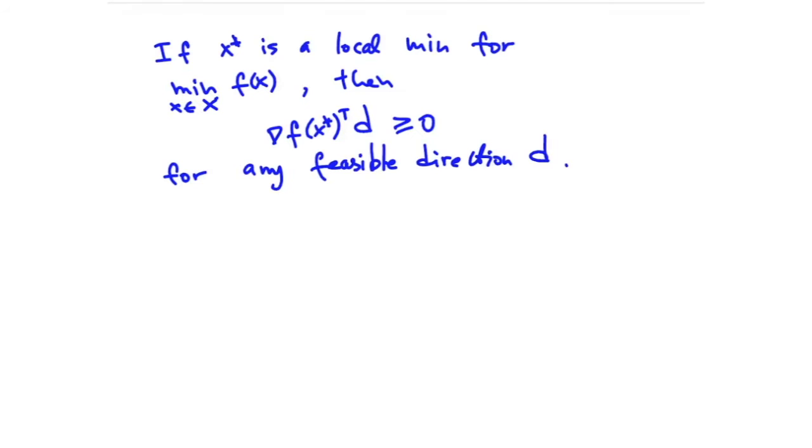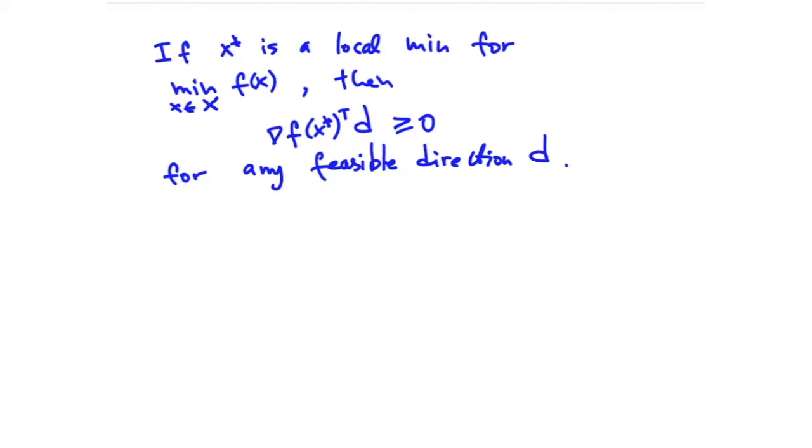So we have shown that if x star is a local minimizer for the problem of minimizing f of x over the constraint set X, capital here, then this product is greater than or equal to 0 for any feasible direction d. And feasible direction is considered with respect to the set X and the point x star. So we are looking at an arbitrary feasible direction at the point x star, and the gradient of f at x star multiplied by any feasible direction at that point is greater than or equal to 0.